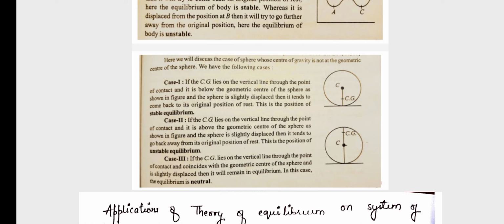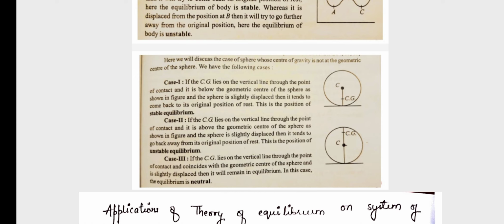Case 2: if the center of gravity lies on the vertical line through the point of contact, and in this case it is above the geometric center of the sphere as shown in the figure, and the sphere is slightly displaced, then it tends to go away from its original position of rest. In this case, this is the position of unstable equilibrium.